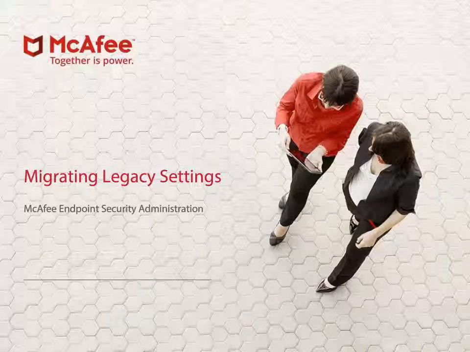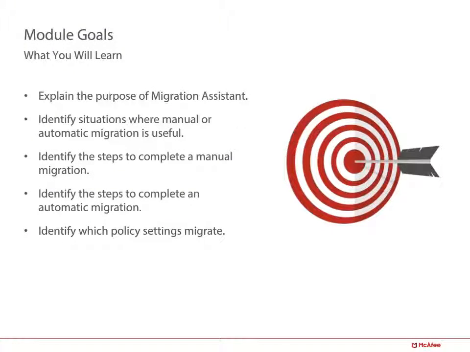In this module, we're going to cover how to migrate your legacy policy settings from your pre-existing policies. The module goals are: first, we're going to explain the purpose of the migration assistant. Then we're going to look at the situations where we'll do the manual or the automatic migration. We'll identify the steps to do a manual migration, and we'll identify the steps to do the automatic migration, and then we'll look at the different policy settings that we want to migrate.